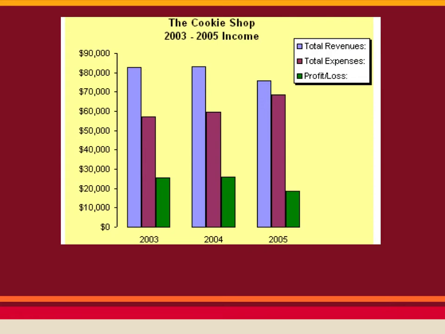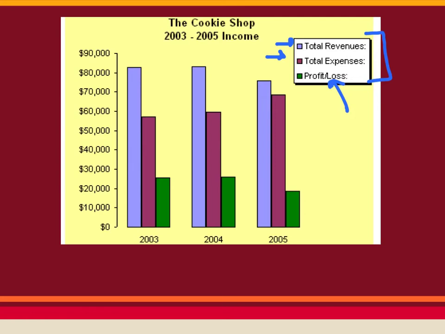Well, here's a bar graph. Notice first of all that we do have a key and we do have a legend here, and that legend is color coded. And so we see blue as total revenues. This purple or burgundy is total expenses or total spending. And then we see green as profit or loss, the net profit or the net loss.